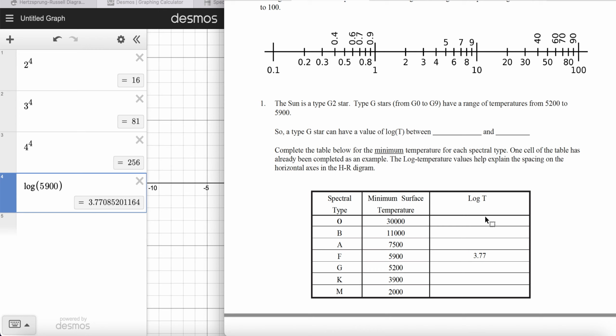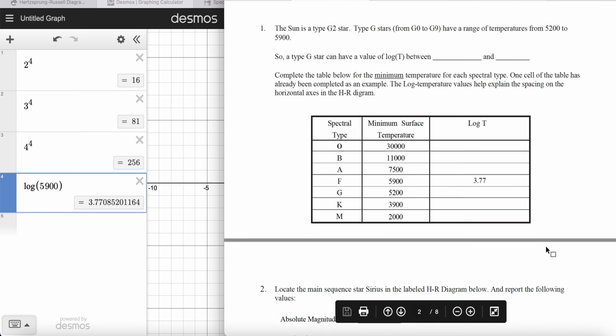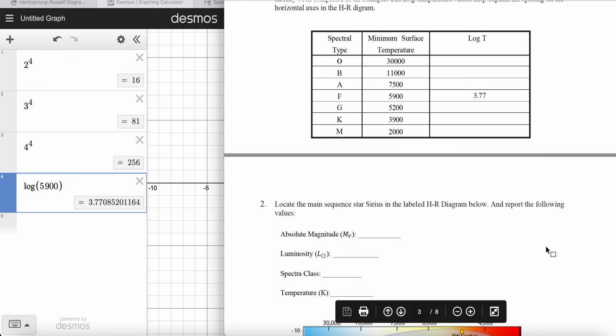So it's a straightforward exercise, but what I want you to notice is that these numbers are going to have a different sort of relative scale to each other than these temperatures did. That's to give you some hands-on experience with what a logarithmic scale is all about.